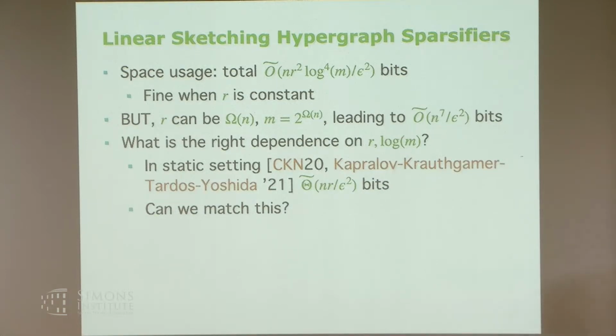And recall in the static setting, because of this work CK and 20, and then a long line of work in the spectral setting, we have a pretty good understanding of what the actual bit complexity of a sparsifier is. And in particular, it looks something like nr over epsilon squared. So first of all, there's no dependence on log m that appears here. And there's only a linear dependence on r that appears here. So our question that we're asking today is whether we can match this.